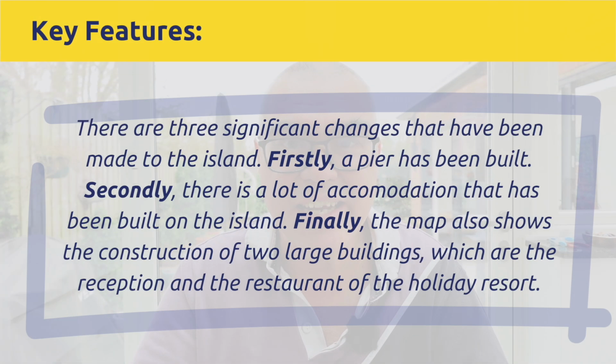It might look something like this. There are 3 significant changes that have been made to the island. Firstly, a pier has been built. Secondly, there is a lot of accommodation that has been built on the island. And then finally, the map also shows the construction of 2 large buildings, which are the reception and the restaurant of the holiday resort.